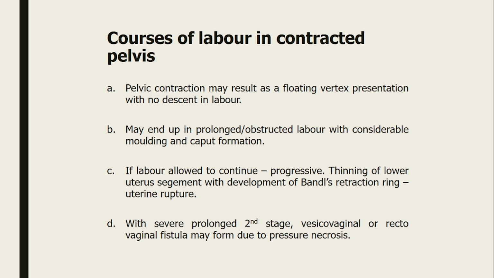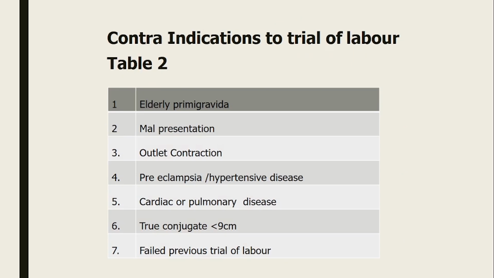So these are the 4 things you can see. Obviously, the head of the baby remains floated in the pelvis with no descent in labor. The labor can be prolonged and obstructed. The lower segment of the uterus can become thinner, leading to Bandl's retraction ring before the uterus ruptures. Then vesicovaginal or rectovaginal fistula may result due to pressure necrosis.